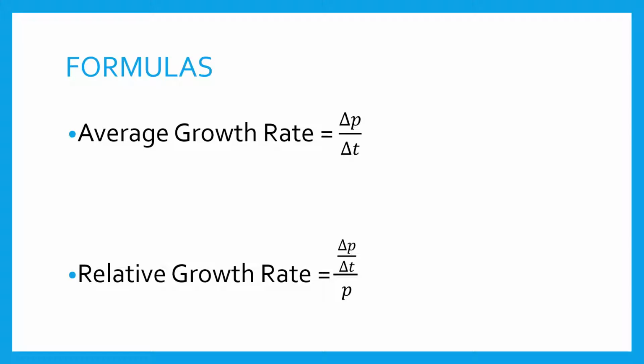So you notice here that the numerator of this formula comes straight from the average growth rate. The numerator of that formula is just the average growth rate. And then I just want to remind you one more time, this P down here represents the original population. In these formulas, P stands for population, T stands for time.